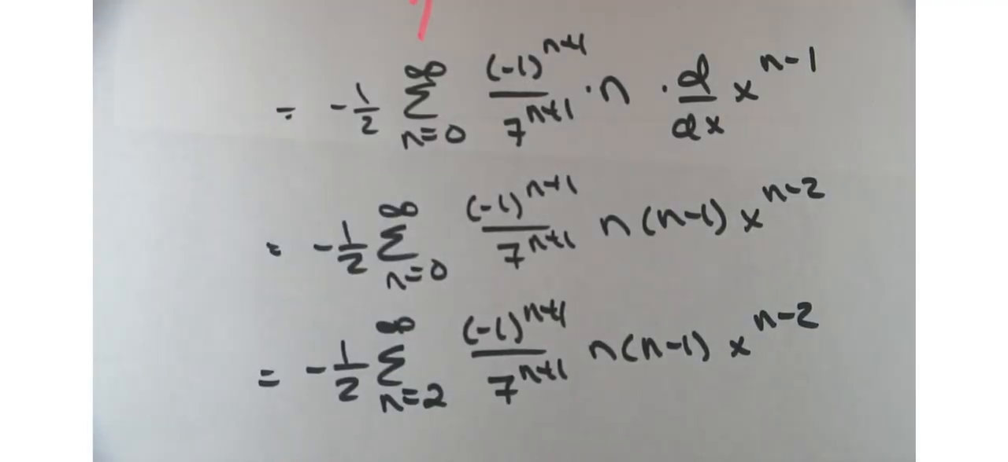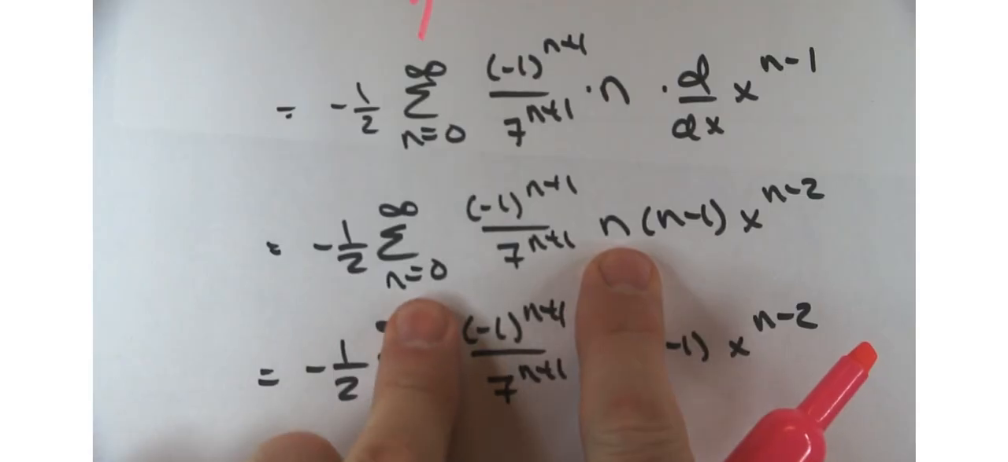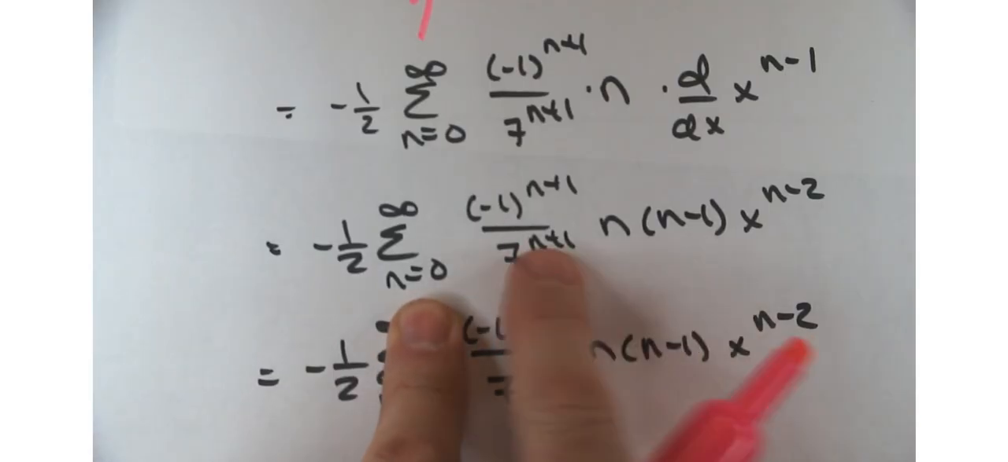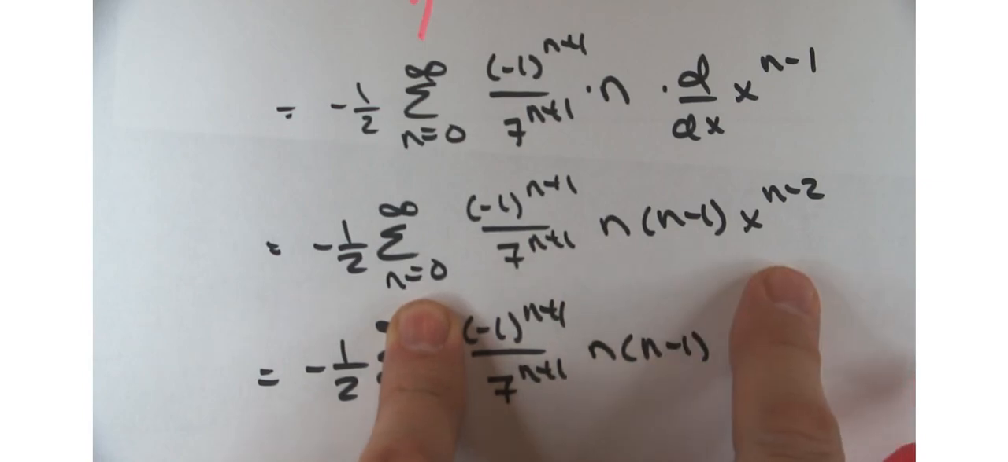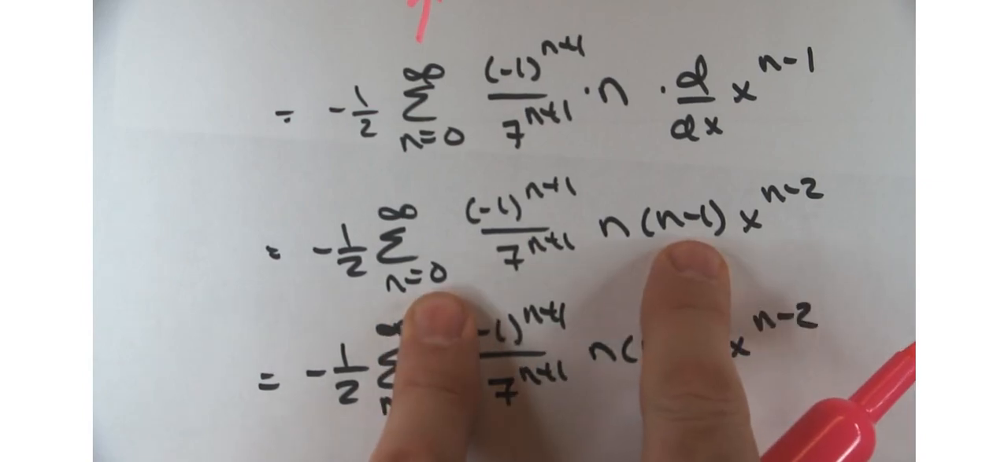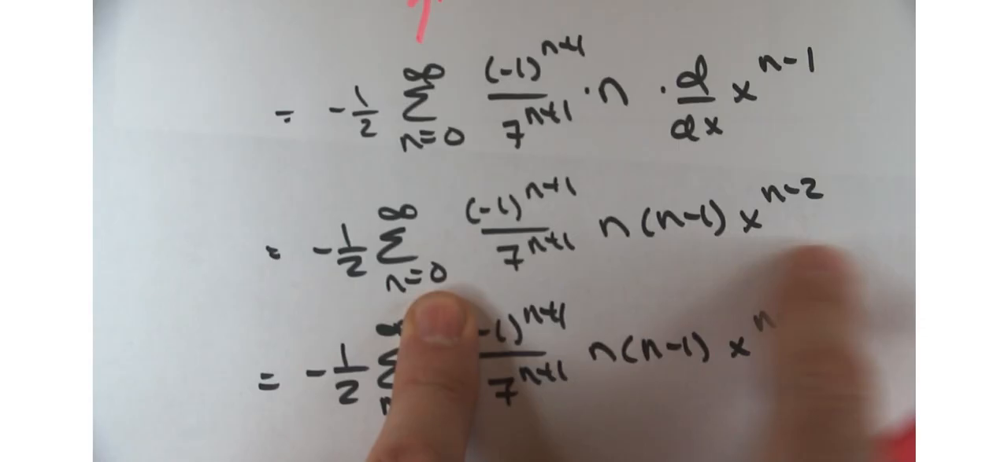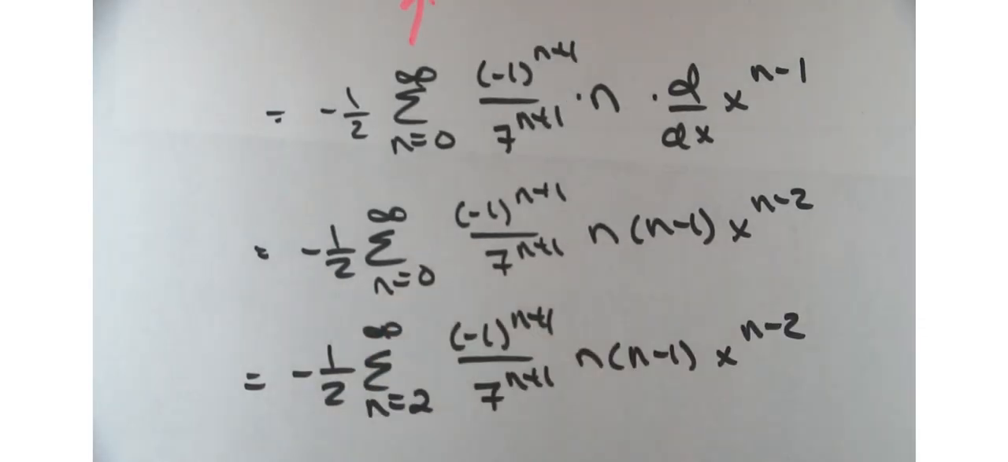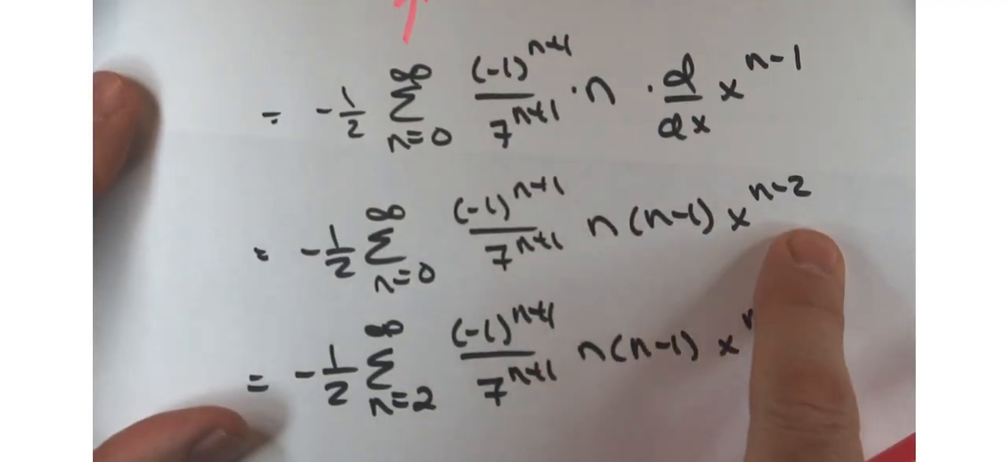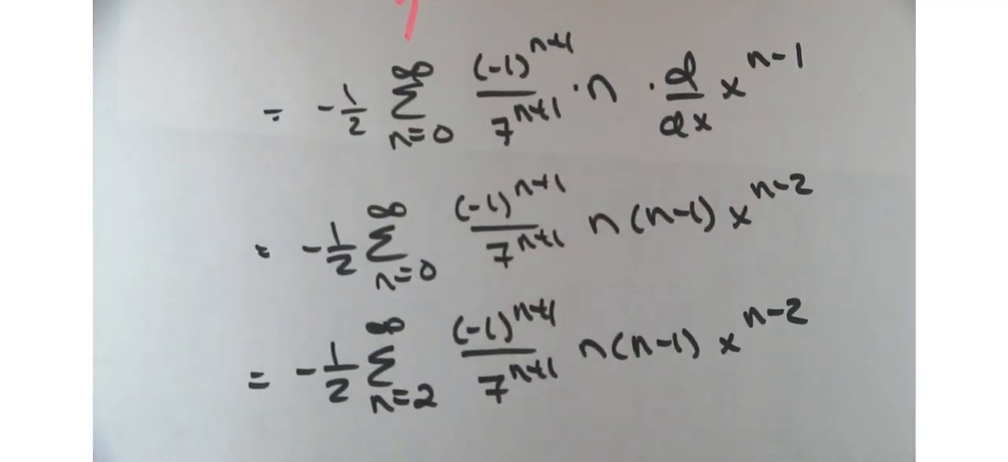What I want you to think about is what happens when you put in n equals 0 here. The whole thing turns to 0, right? What if I put in n equals 1? Same thing. So those first two terms don't contribute anything to the sum because they get wiped out by zeros in this product.